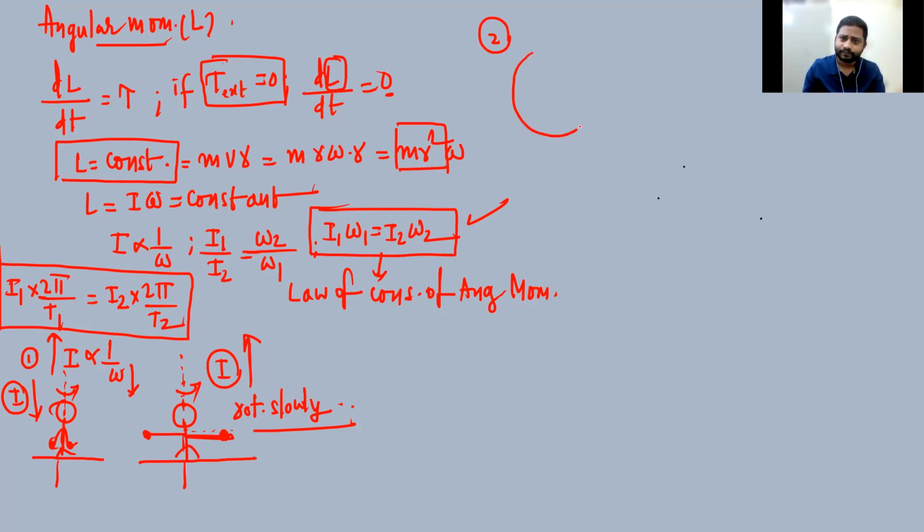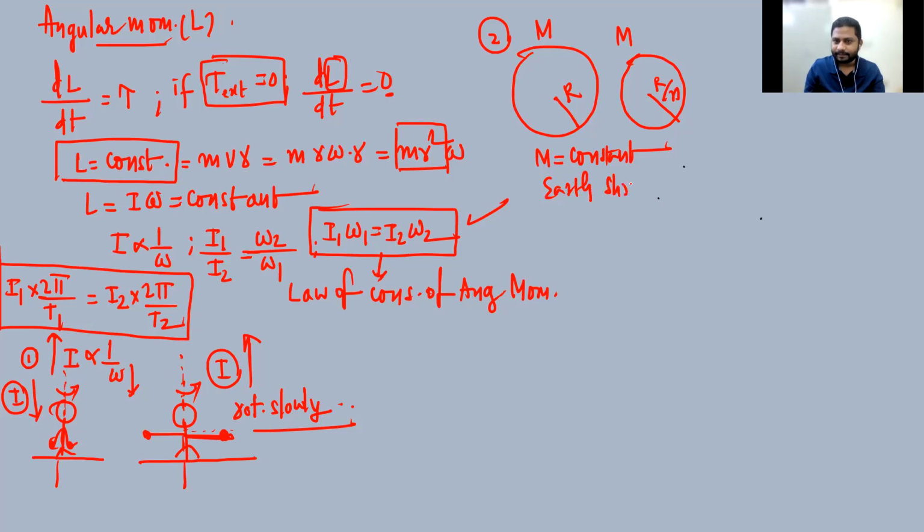This is the Earth, whose radius is capital R, mass is m. Now this is the Earth, so the radius becomes R by n. The mass remains the same. Understand? So by keeping the mass constant, the Earth shrinks to the radius R by n from the radius R. Look here. Earth is shrinking from the radius R to R by n by keeping the mass constant.